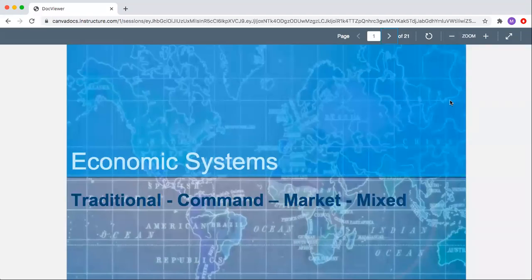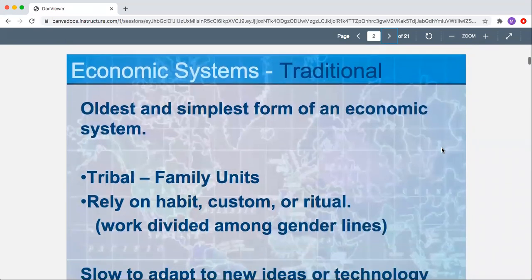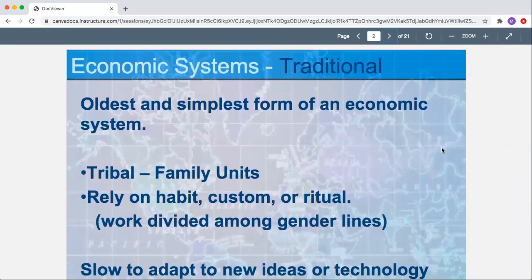All right, so today we're going to talk about economic systems. There's four main ones that we're going to talk about: traditional, command, market, and mixed. So first is traditional, and this one is one of the oldest and simplest forms of an economic system.